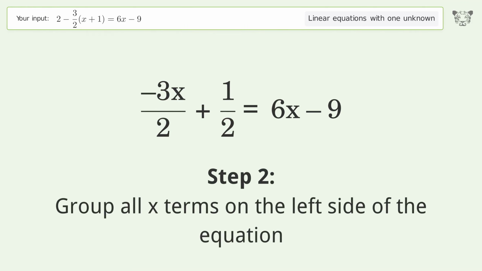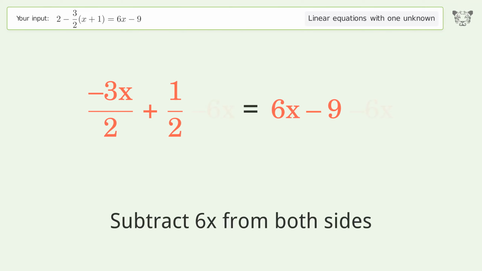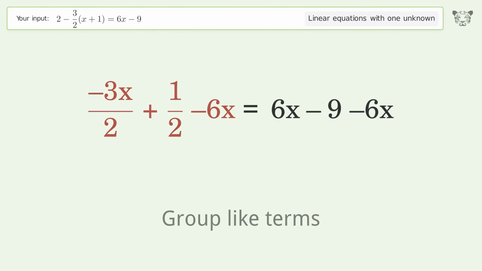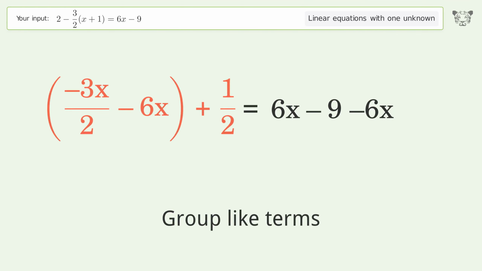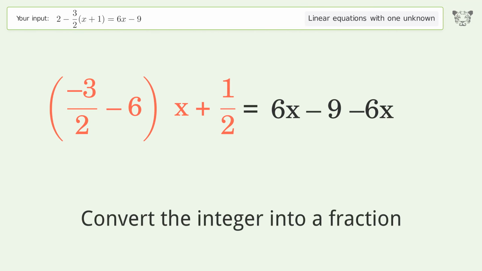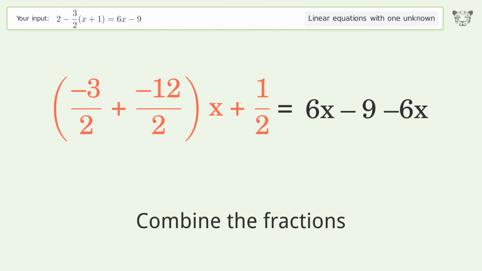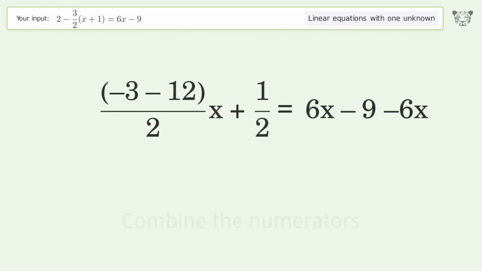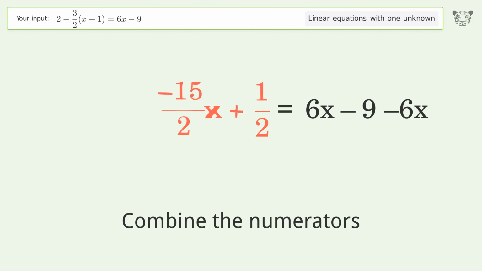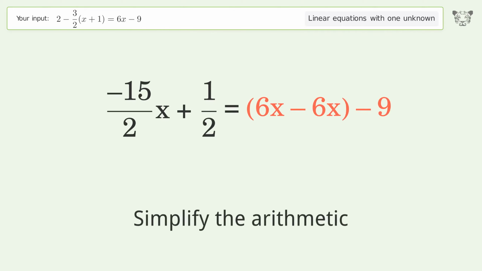Group all x terms on the left side of the equation. Subtract 6x from both sides. Group like terms. Group the coefficients. Convert the integer into a fraction. Combine the fractions. Combine the numerators. Group like terms. Simplify the arithmetic.